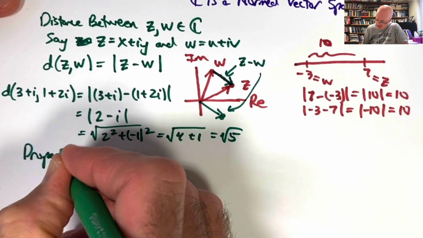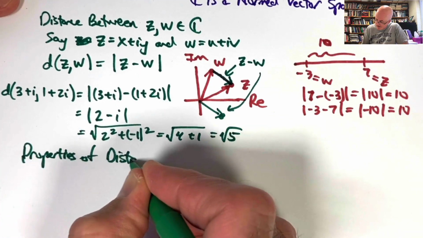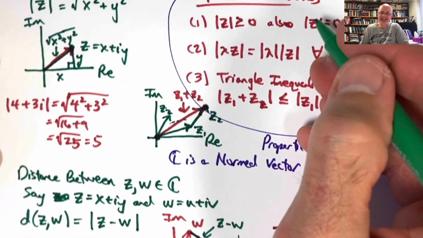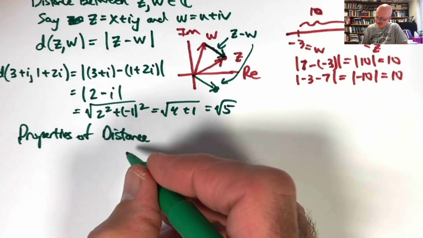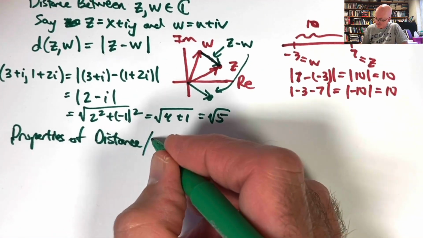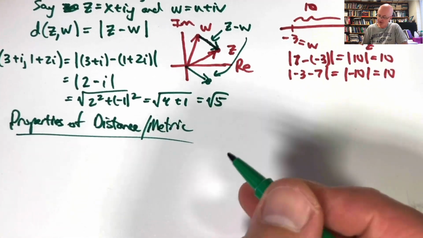Properties of distance. And by the way, just as modulus has another name in general called norm, distance has another name in general called metric. What are properties of distances or metrics?